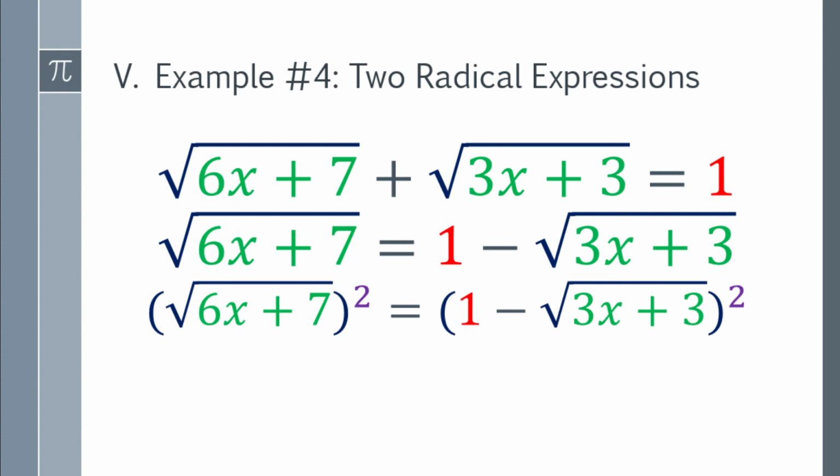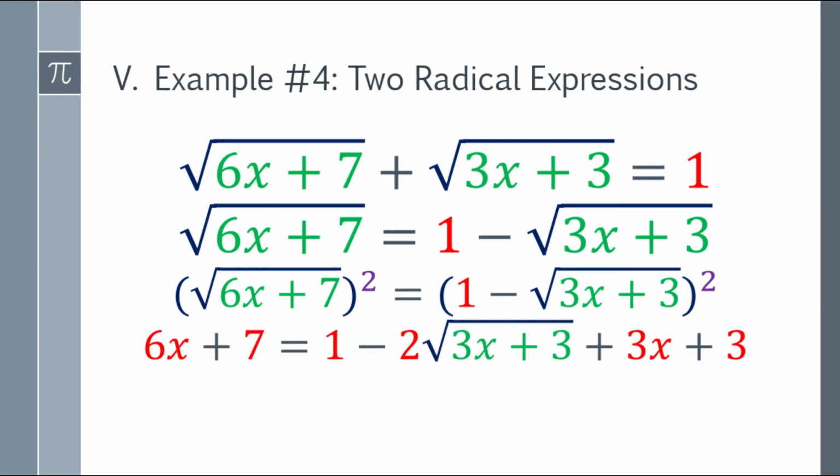para mawala sila. So that will be the square of the square root of the quantity 6x plus 7 is equal to the square of 1 minus the square root of the quantity 3x plus 3. So next, okay, simplify it. Mawawala na yung square root dun sa left. So that will be 6x plus 7 na lang. And if you're going to square dun sa right side, that will be 1 minus 2 square root 3x plus 3. Tapos, mag-add tayo ng 3x plus 3 din.